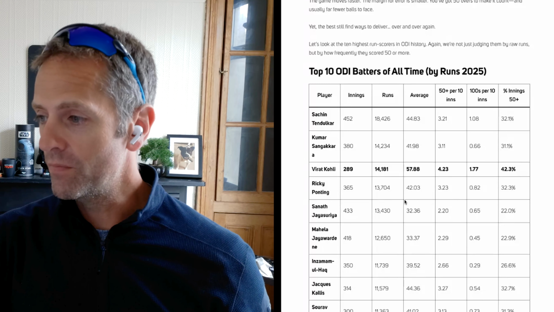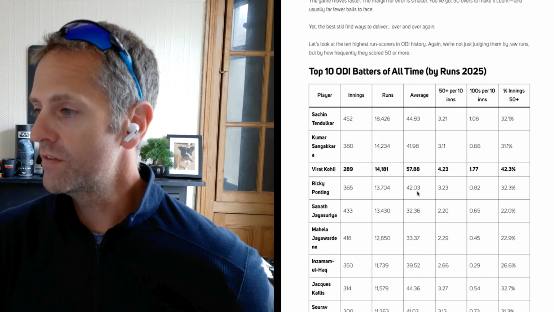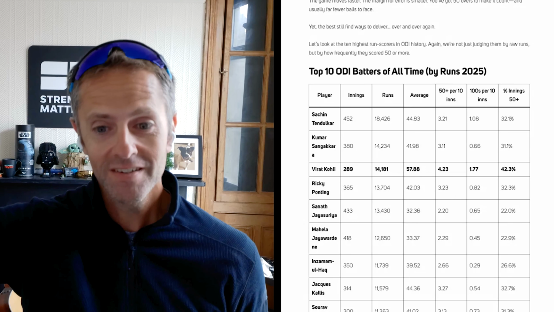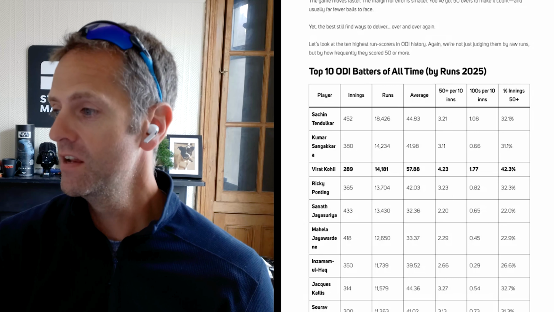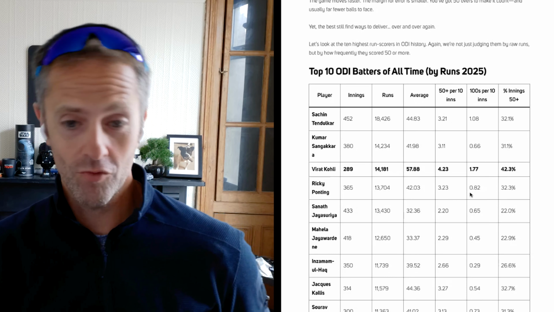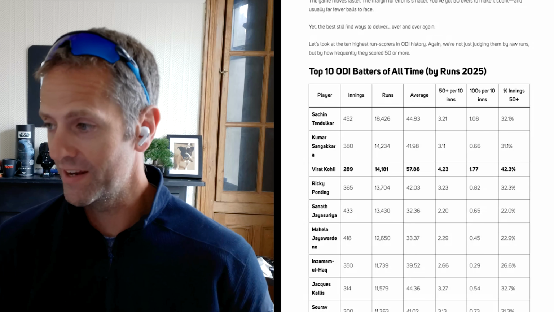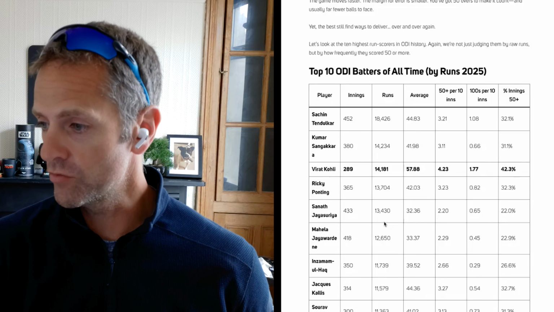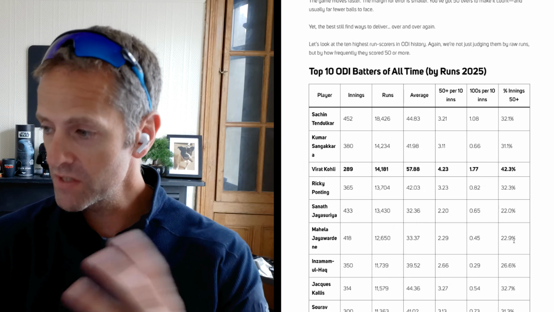But I can go down. Average of 42, Ricky Ponting. 50 plus per 10 innings, 3.23. So roughly 3 times out of 10, he gets 50. 0.82 times, he gets 100. So about once every 10 innings. Conversion rate 32.3%. A bit lower for Jayasuriya and Jayawardene, 22.9%.